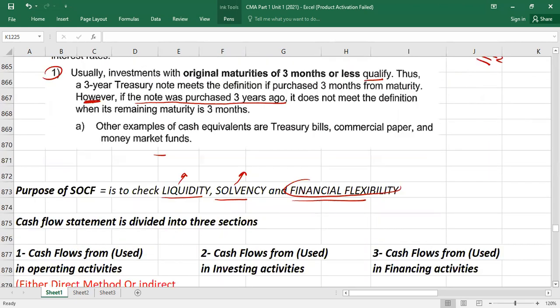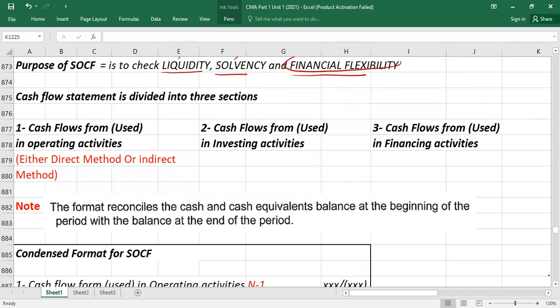So here we have some additional information. Whenever we prepare the cash flow statement, mostly we divide our cash flow statement into 3 sections. The first section is called cash flow from or used in operating activities.